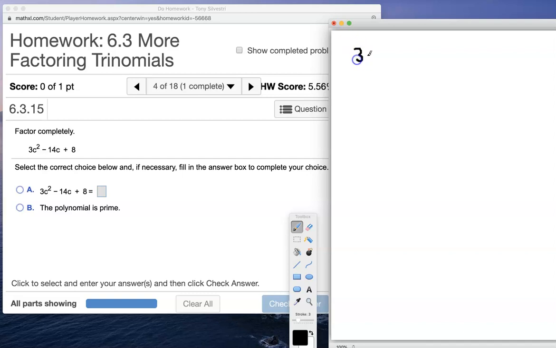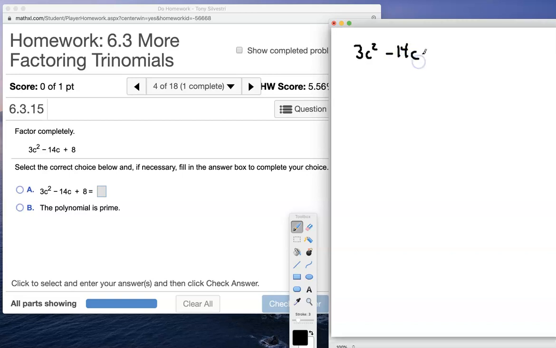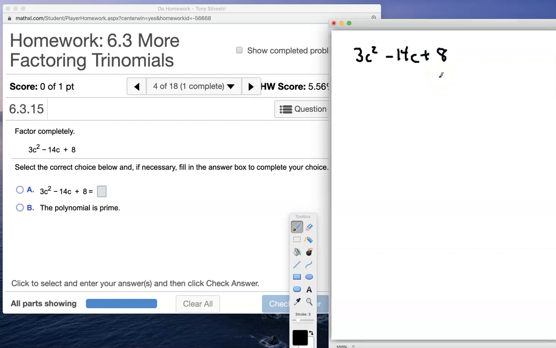Let me write down 3c squared minus 14c plus 8. Okay. Step 1. I'm going to use the magic number technique. Step 1. Can we factor anything out? You've got to make sure you can factor something out first. The magic number technique doesn't work unless you factor something out. Well, step 1, nothing you can do here. Can't pull out a c, you can't pull out a 3 or anything.